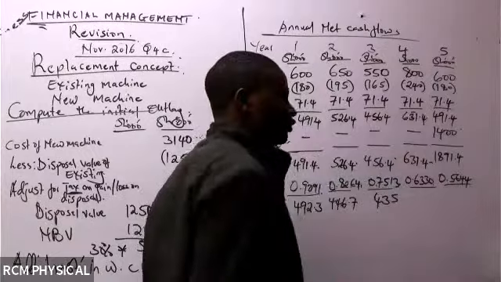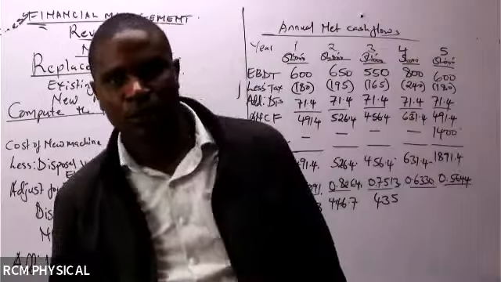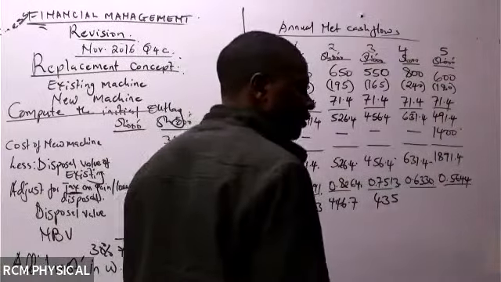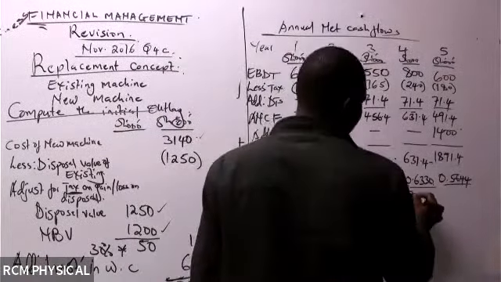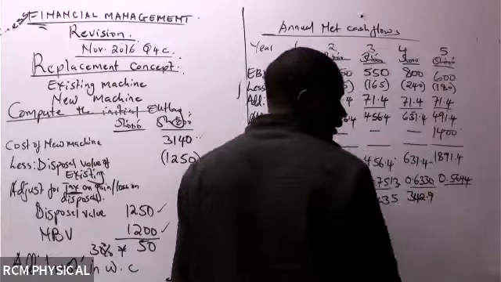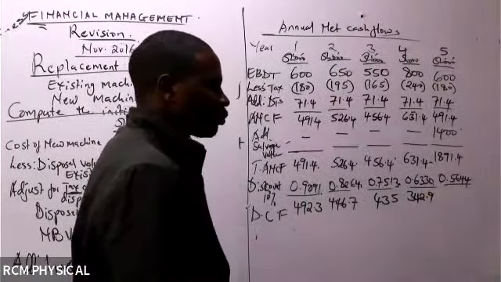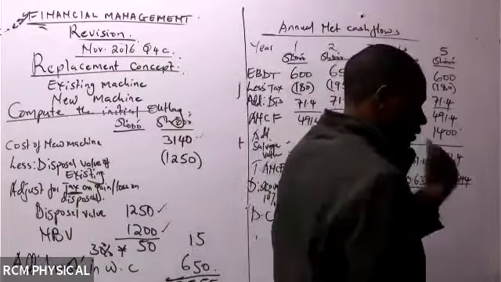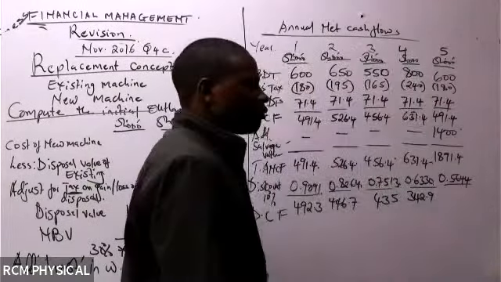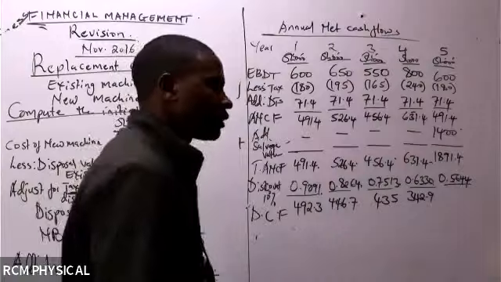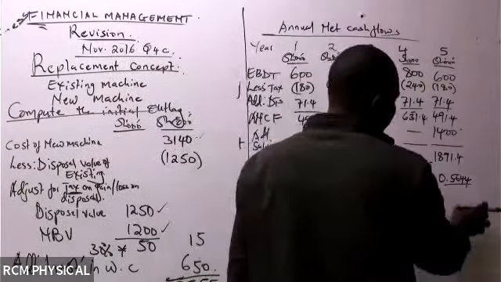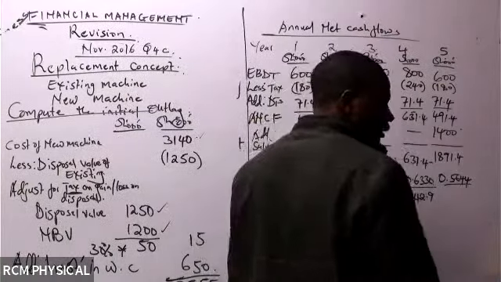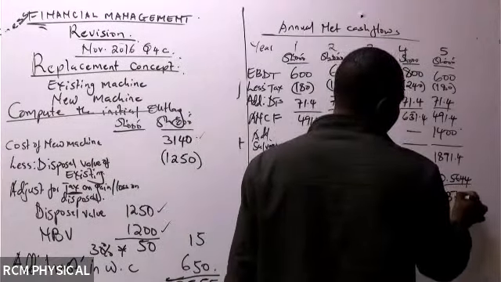The discounted cash flow. Total discounted cash flow in that equals to... ya mwisho, the last one is happy. Ya mwisho ni happy. Give me the last one, or do we wind it up? 18, 71.9.